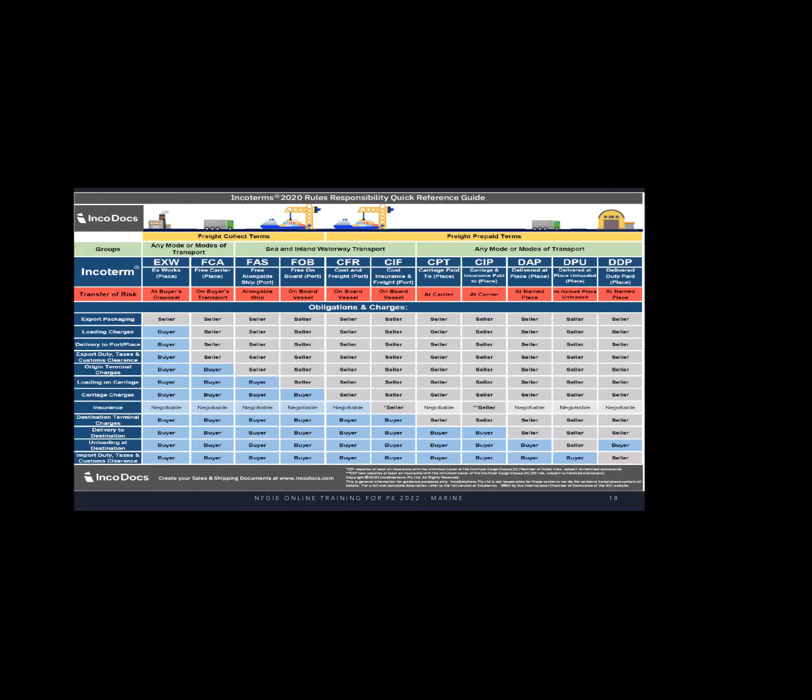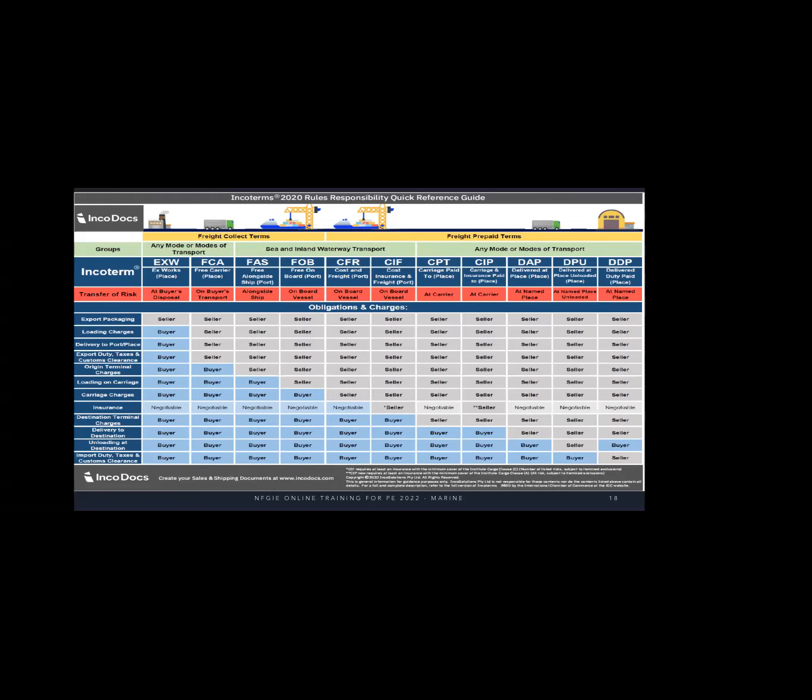Next, we have FOB or free on board. In FOB, the transfer of risk takes place when the cargo is on board the vessel. Earlier we used to learn that it was when it crossed the ship's rails. But as per Incoterms 2020, it is on board the ship. So if some consignment or cargo is damaged while loading onto the ship, it is still the seller's risk. But if it is damaged after loading, on board the ship, then it is the buyer's risk.